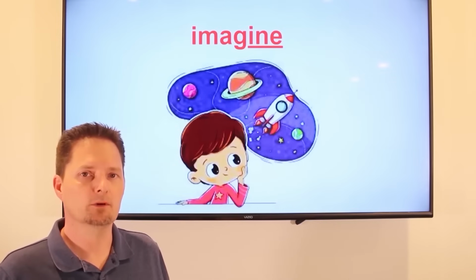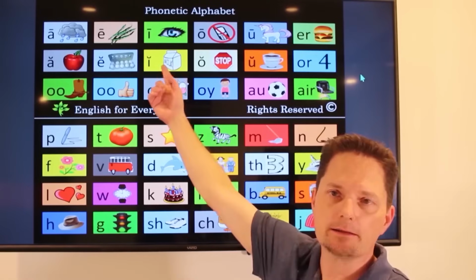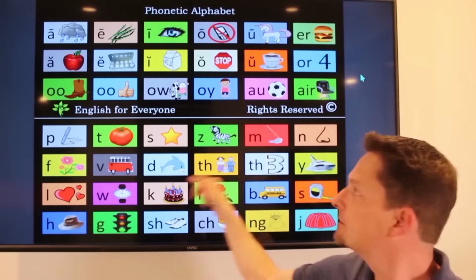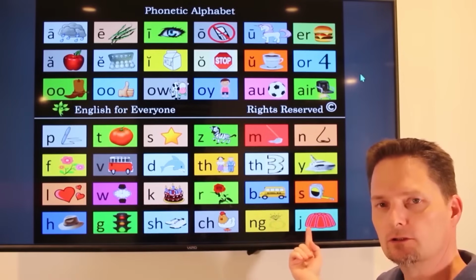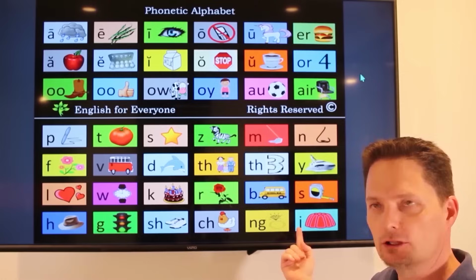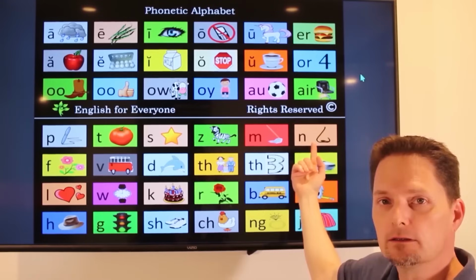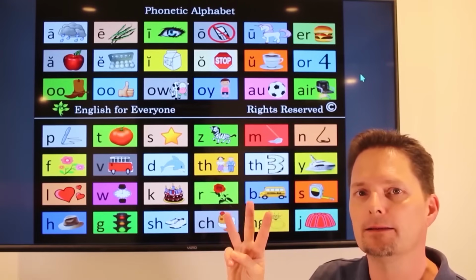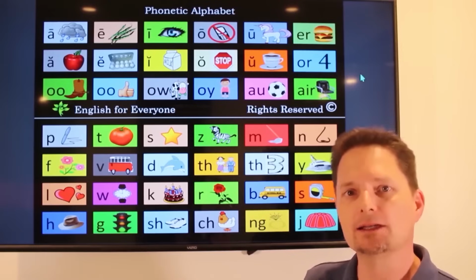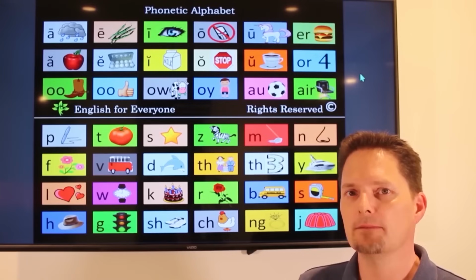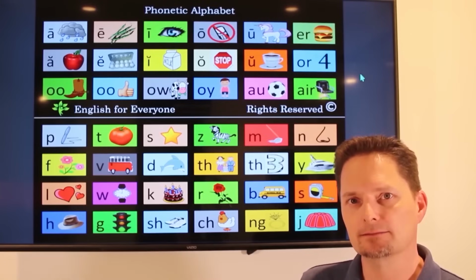Let's take a closer look at the pronunciation. Imagine. Im, ima, j. Strong sound, j. Image. Imagine. Stress on the second syllable. Imagine. Can you imagine traveling in space?